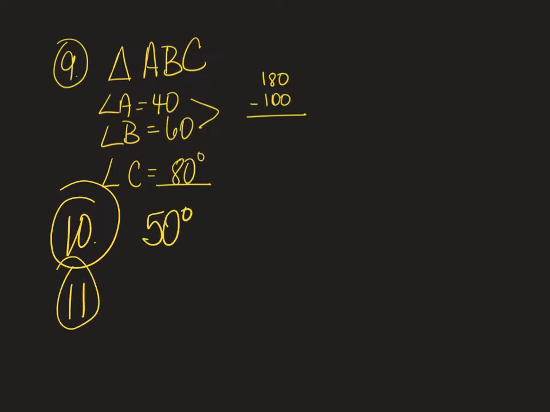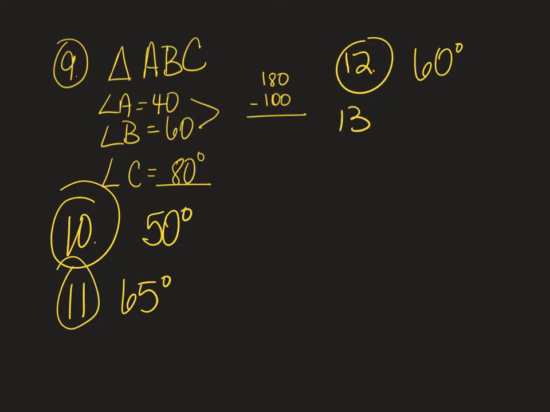Number 10, your answer should be 50 degrees. Can I tell the next one? Number 11, yes, go ahead, Joanna. 65. Number 12, go ahead, Joanna. 60 degrees. Yay. So number 13, your answer should be right triangle.